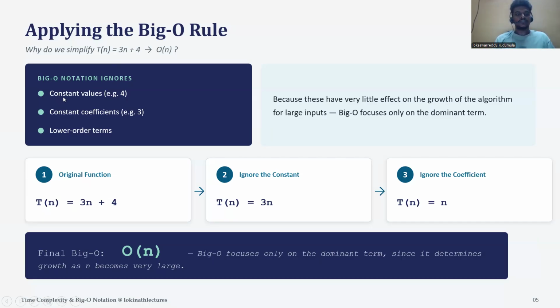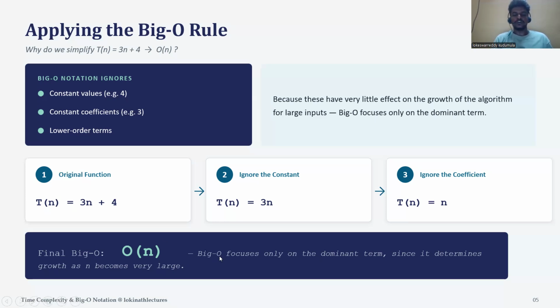Big O is one of the notations from the asymptotic notations. Here we are ignoring the constant values, the coefficient values, and the low order terms. T of n equal to 3n plus 4 is the original function. We ignore the constant, which is the 4 value, and we ignore the coefficient, which is 3. The last thing is T of n equal to n. So the final big O notation is big O of n. T of n equal to big O of n.